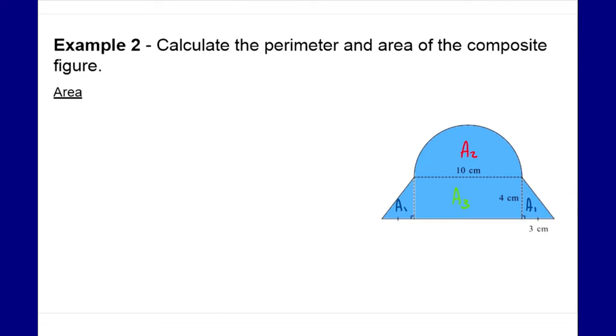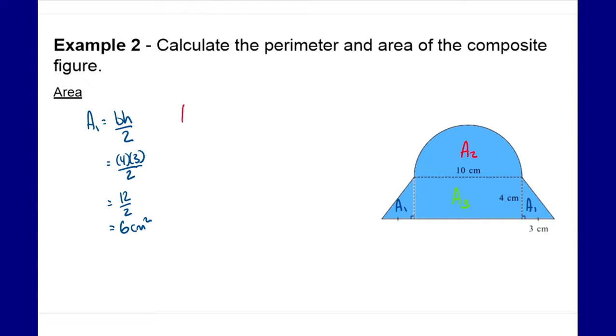So I'm going to find the area of each of those figures and then add them up. So A1, my triangle: base times height divided by 2. If you don't remember that formula, it comes right from the formula sheet. So base times height, 4 times 3 divided by 2. I get 12 divided by 2, or 6 centimeters squared.